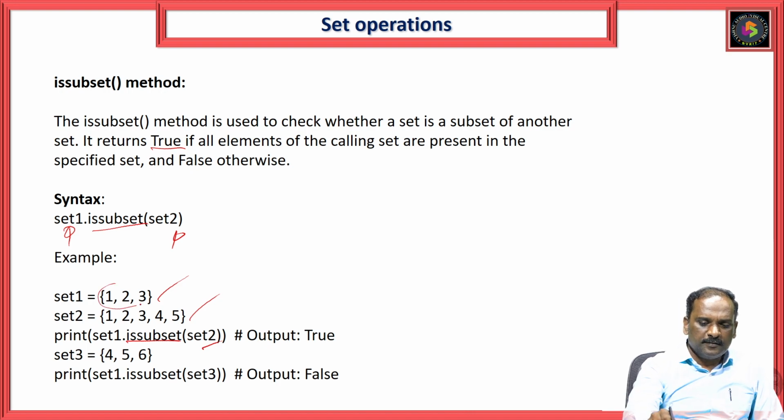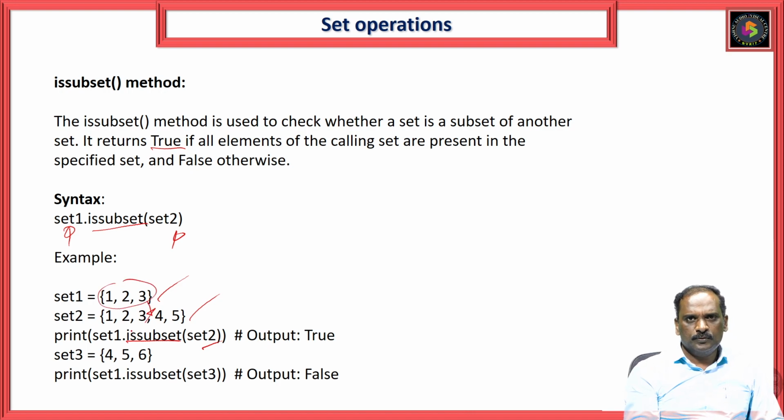Are all the elements of set 1 part of set 2? Yes. If it is part of set 2, then the output returned by the is subset method is true. Now I will take set 3 as 4, 5, 6, and apply it on set 1 and set 3.